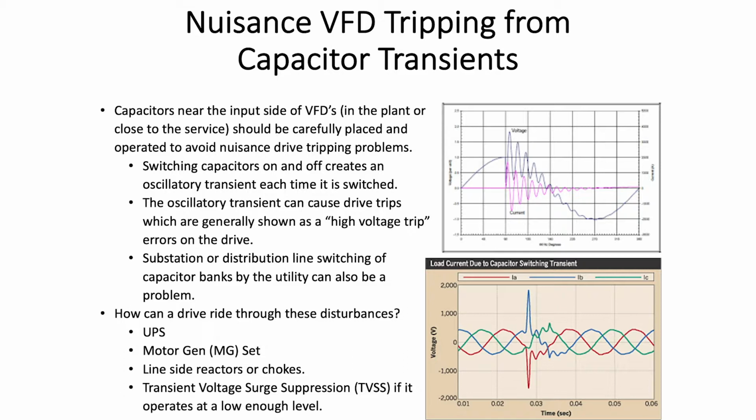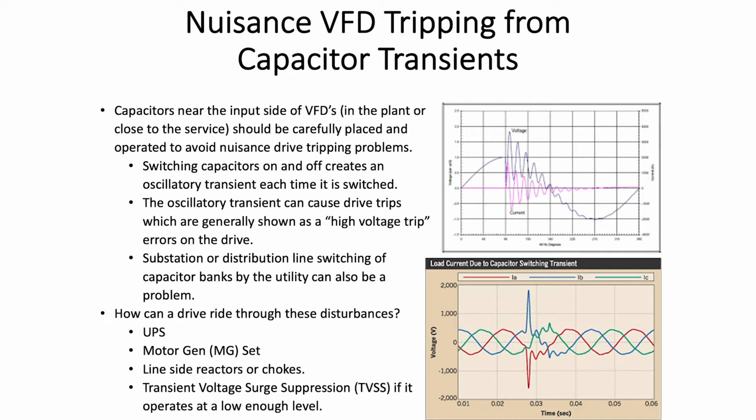I told you the good stuff first. What do we need to watch out for? Because there is no magic black box, right? When I put power factor correction capacitors in, I have to be careful about nuisance VFD tripping from capacitor transients. Every time I start or stop a capacitor, energize or de-energize more correctly, it produces an oscillatory transient voltage spike. Oscillatory because it rings, positive and negative, and slowly decays.